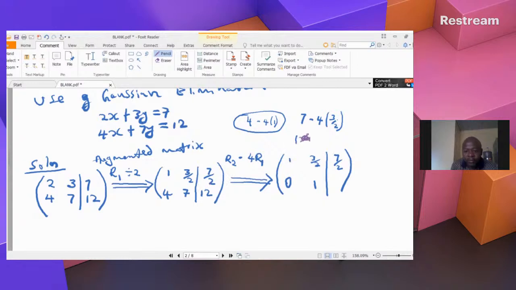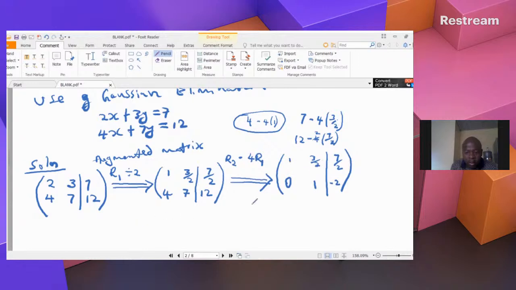Now, finally, let me look at this position. I have 12 minus 4 multiplied by the entry in row 1, and the entry in row 1 is 7 out of 2. So when I do this, 2 goes into 4 twice. 2 goes here twice. So this is 12 minus 14, which is negative 2. So this matrix now is in echelon form.